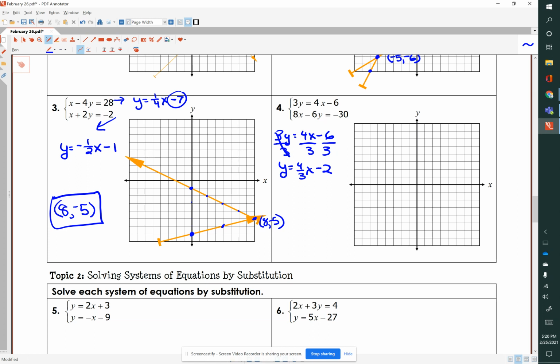Okay, and the second equation, 8x minus 6y equals -30. Move 8x over first. Okay, I see what's going on. Divide by -6. And y equals negative divided by negative is positive. Divide by 2 there, so that would be 4/3 x plus 5.